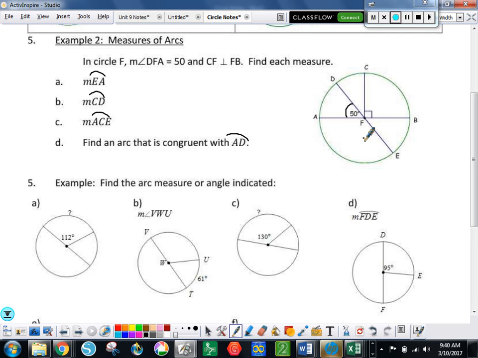And CF is perpendicular with SB. What does that mean? That means it forms what kind of an angle? A right angle. Now that was marked for you. It didn't have to be because they showed you right here. So what degree measures a right angle? 90. Good. I want you to find each measure.